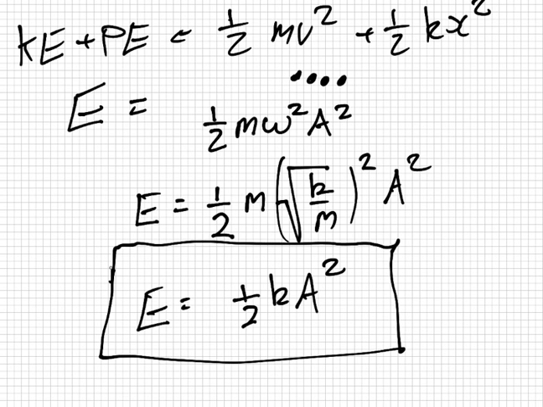You need to know the A, which is the amplitude, and the K, which is the spring constant. That's all you need to know for the total energy. For total energy, we need just A and, oh, K.